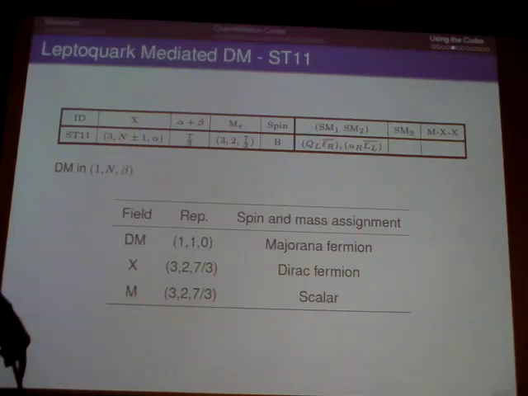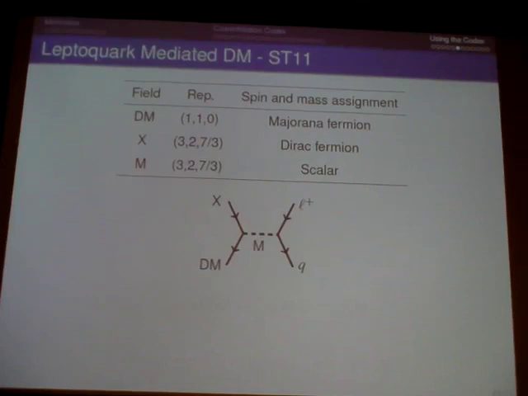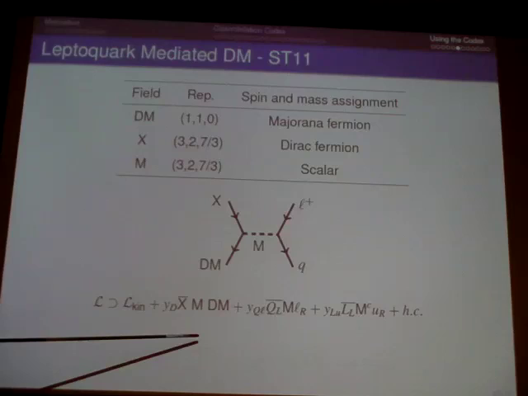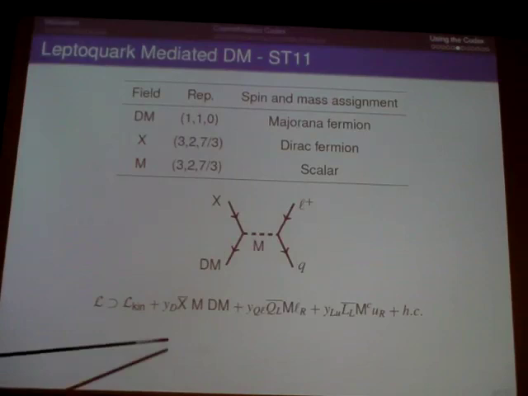So now we can draw the coannihilation diagram, an S-channel coannihilation diagram going to a lepton and a quark. And now we can write down the Lagrangian. So here I'm just writing down the Yukawa-type terms for these two interactions. Here we have the X, the mediator, the dark matter. This is the left-hand interaction.